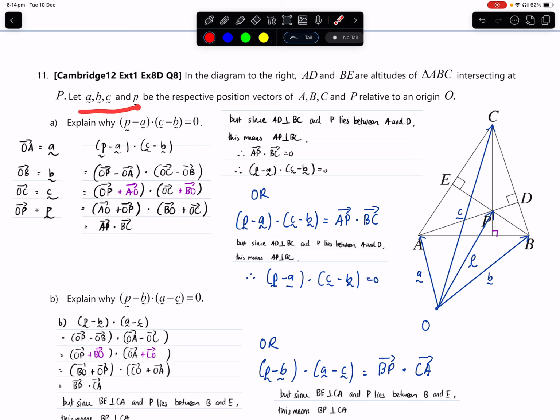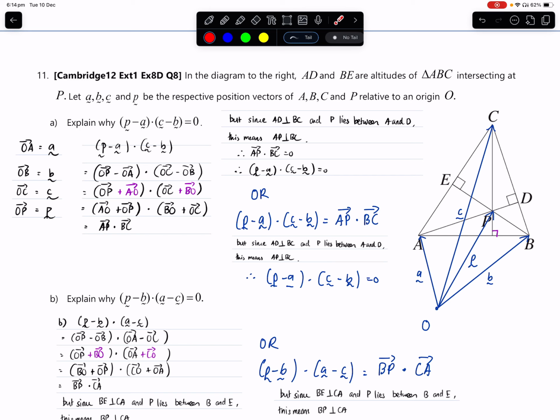Let A, B, C, and P be the respective position vectors of A, B, C, and P relative to origin O. So what I did was I just stuck an origin somewhere and I just drew vectors to those letters that they said there. I just called them the vectors A, C, P, and B. Then explain why (P minus A) dot product (C minus B) is equal to 0.